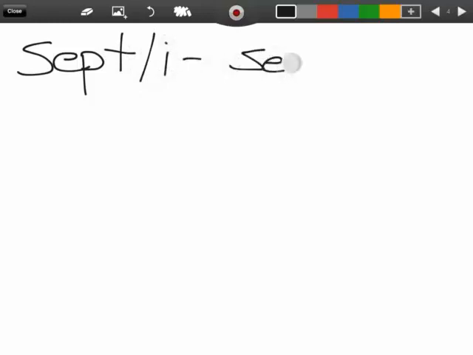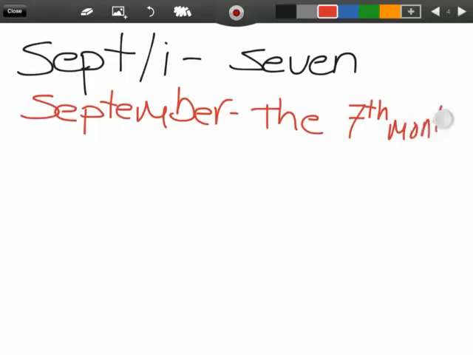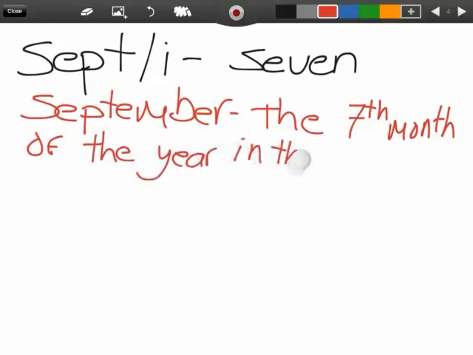I'm going to go ahead and move on to my next root. And my next root is sept, or septi, meaning 7. I'm going to go ahead and give you an example. And that is September, as in the month of September. And that means the 7th month of the year in the Roman calendar.